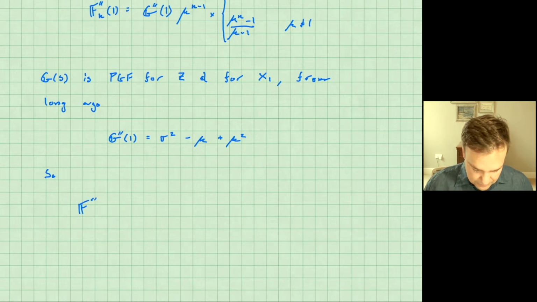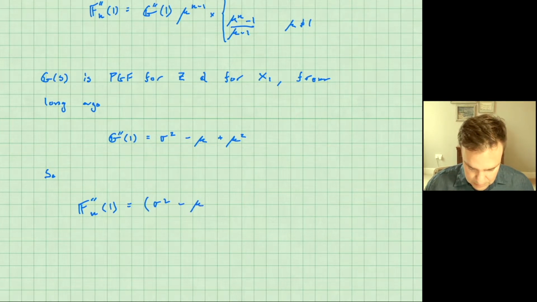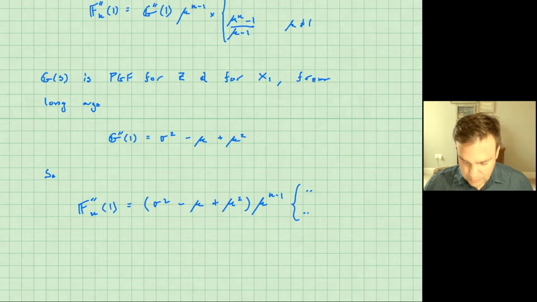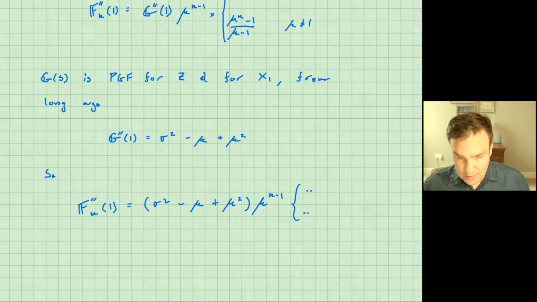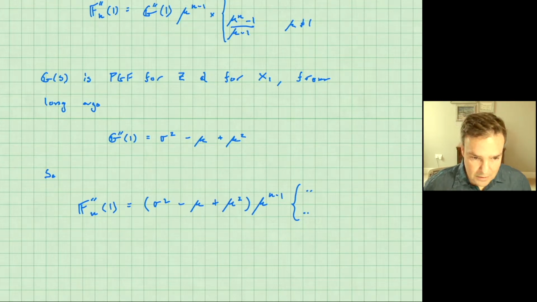So we have f double prime evaluated at 1 is this quantity here times mu to the n minus 1, and I'll just put in parentheses here, I'll just put that to represent the carrying over of that kind of messy looking piecewise part, which we'll deal with in a second, right? Okay.